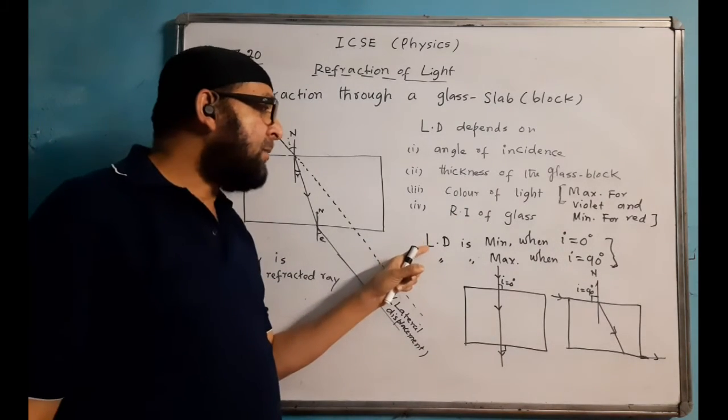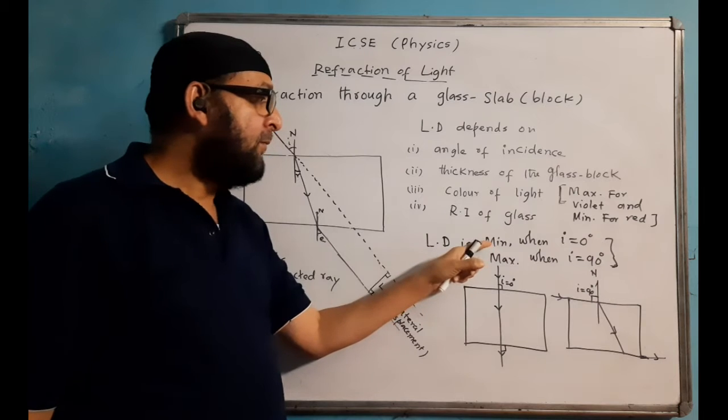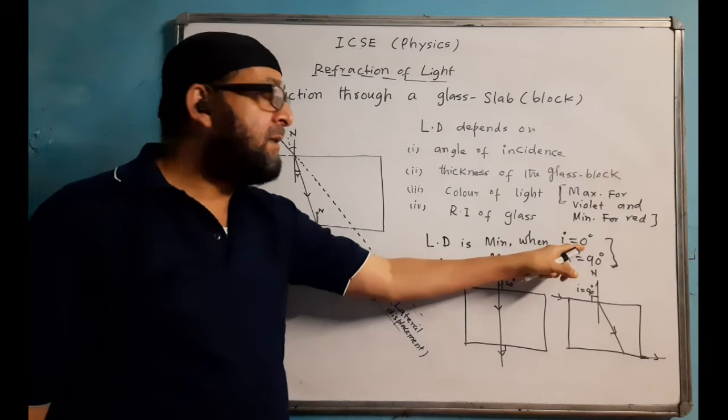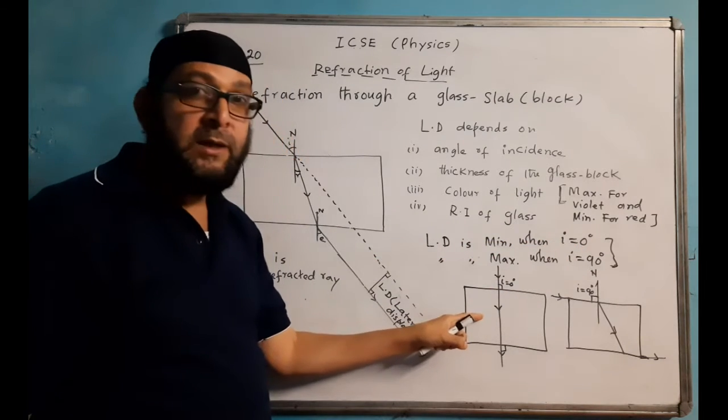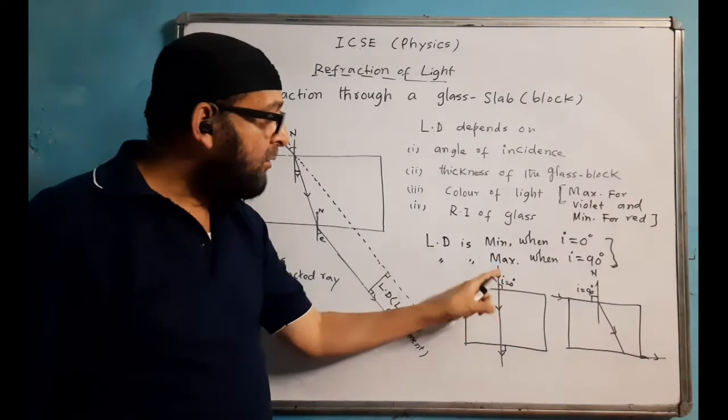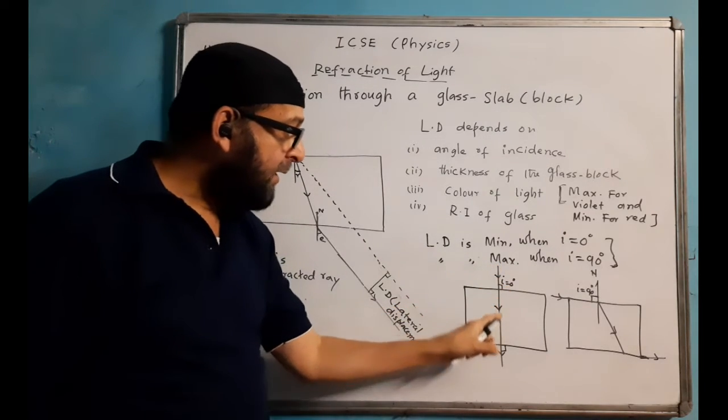Now, lateral displacement will be minimum when the angle of incidence is 0 degrees. For that the diagram is here. When the angle i is 0, the ray will not bend, it will go straight like this.